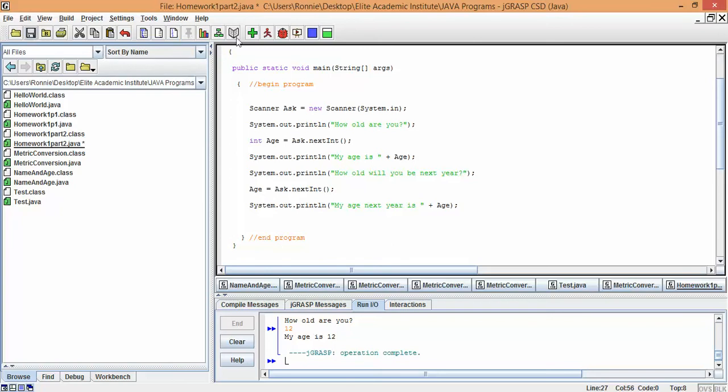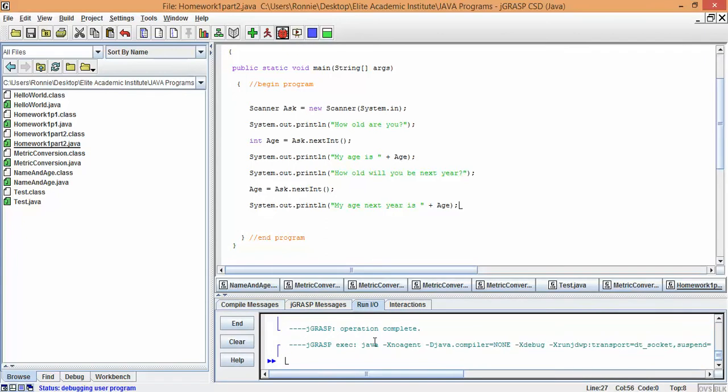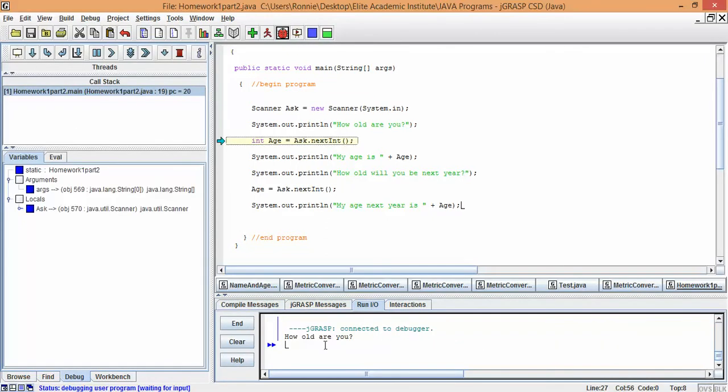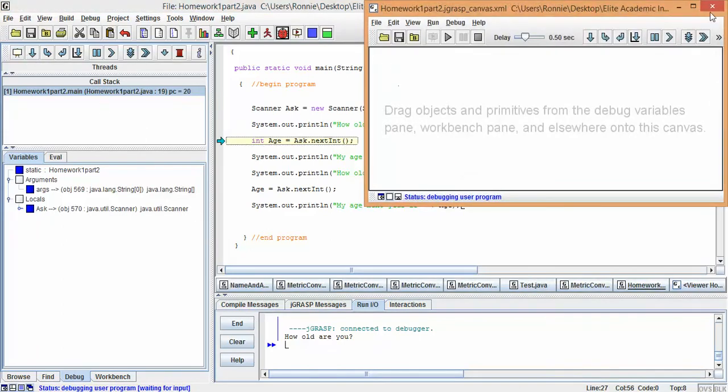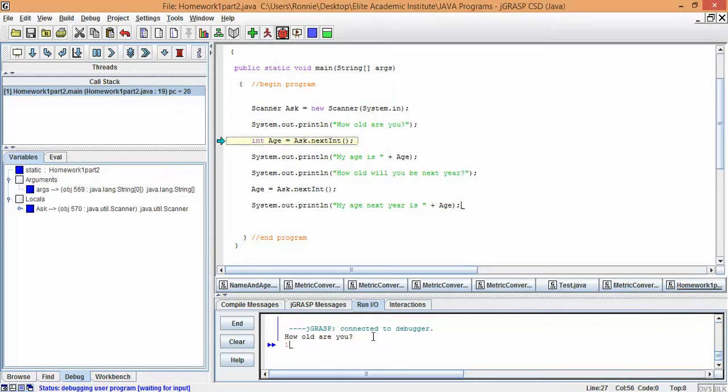Okay, save, compile, run. How old are you? Oh, what happened here? I have no idea what happened here. Oh, that's not good. How old are you? Put 12. How old will you be next year? 12, 13.